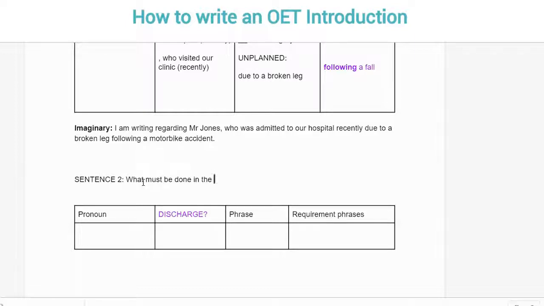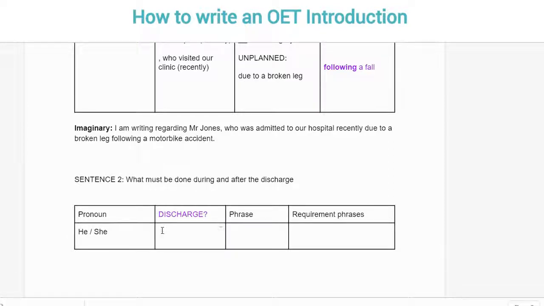Yeah, I would say in the future, right? But you could say what must be done. It could even be during and after the discharge. Good. Okay. Now, this sentence is even easier than the next one, right? You're going to start with a pronoun. If it's Mr. Jones, Raji, we'll say he. And if it's Mrs. Jones, we'll say she.